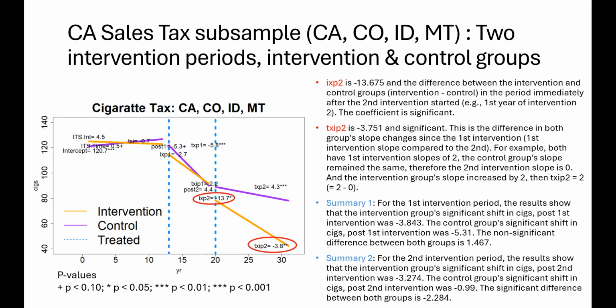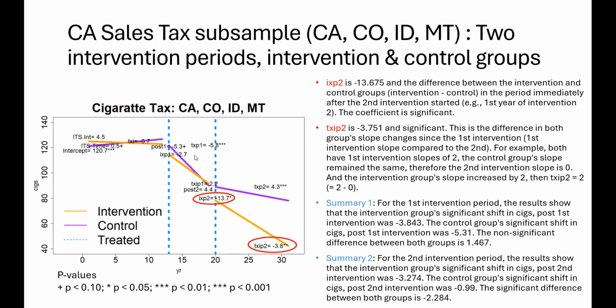Okay, so in this slide we're going to look at our California sales tax example again, but this time we're going to use a subsample. We're going to compare California with Colorado, Idaho, and Montana. And we're using these three states because they started at similar levels as California. We also now have 2 intervention periods, and you'll notice that there are 2 blue vertical dashed lines. And we now have a control group. Our control group is in purple. Our line is in orange. That represents California.